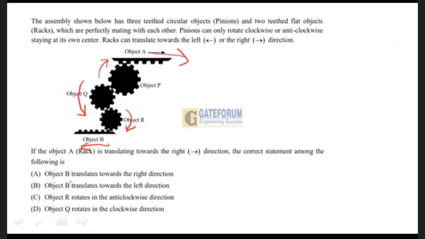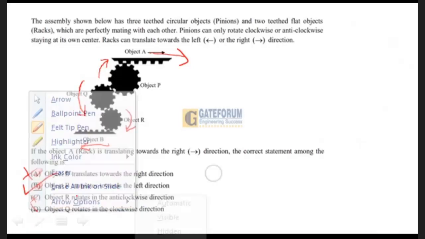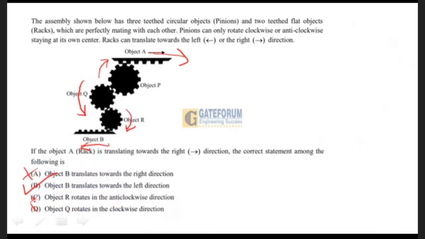So let us see which one is correct. Object B, the last one, translates towards the right direction. No, this is wrong. It translates towards the left. Object R rotates in the anti-clock direction. No, this is wrong. Object Q rotates in the clockwise direction. No, this is wrong. So obviously it is this one only.